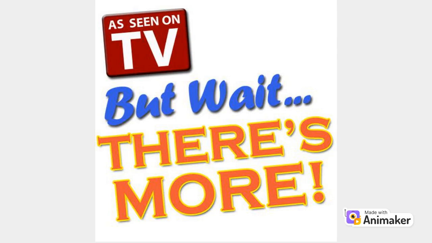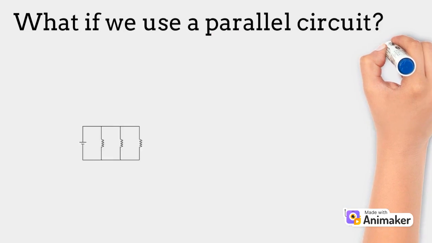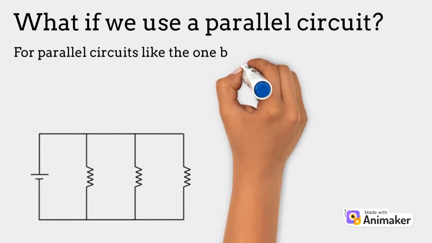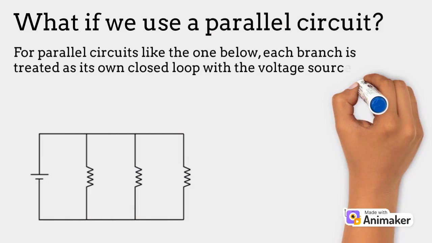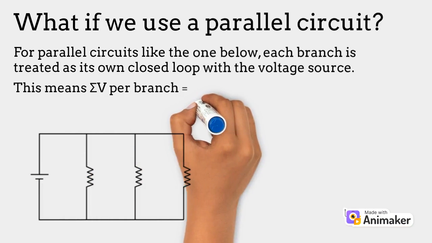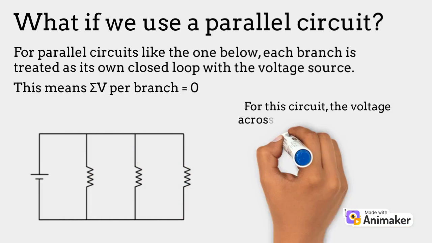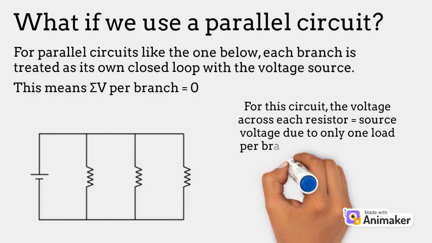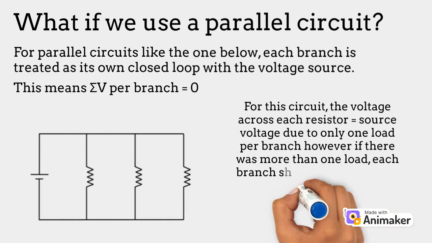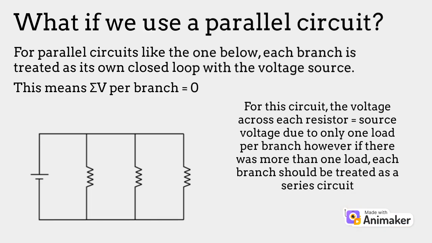This is all simple for a series circuit. But what if we have a parallel circuit? For parallel circuits like the one on this slide, each individual branch is treated like a single closed loop with a voltage source. This can be represented by the sum of the voltages per branch being equal to 0. For the circuit in the image, the voltage across each resistor would be equal to the source voltage, as there is only one load to balance the equation.